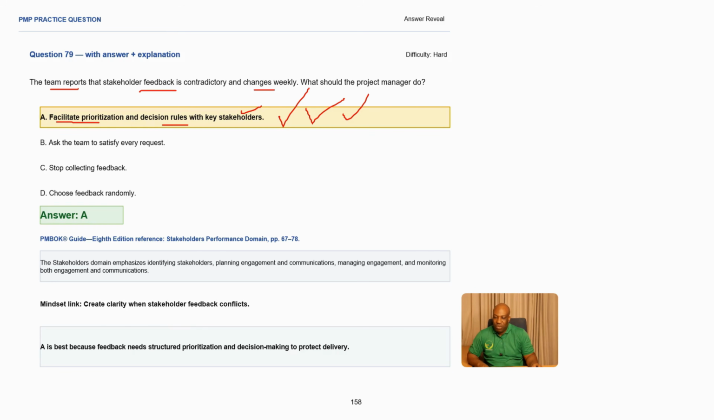What is our reference to PM book? It's the stakeholder performance domain, all right? And what is the mindset that is applicable in this particular scenario? You need to create clarity when stakeholder feedback conflicts, okay? So this is very important. If there's stakeholder feedback that is conflicting, you need to seek clarification from the stakeholders. Therefore, making A the best answer because feedback needs structured prioritization and also decision-making to protect delivery, making A the best answer.